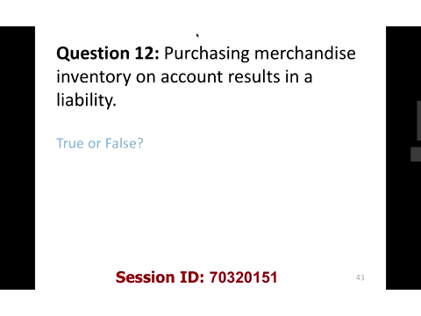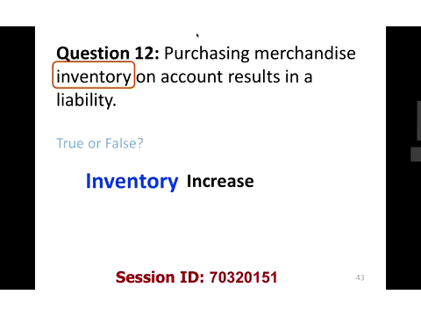Okay, purchasing merchandise inventory on account. Let me walk through what's going on here. When we purchase merchandise inventory, inventory is an asset, right? Inventory is going to increase, because we're getting inventory. The next words given are on account. When you see the words on account, it means either accounts receivable or accounts payable. It's one of those two.